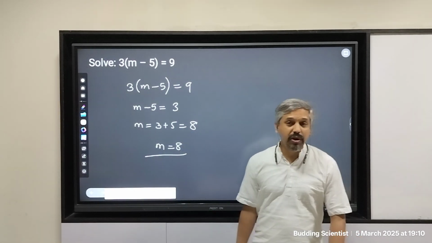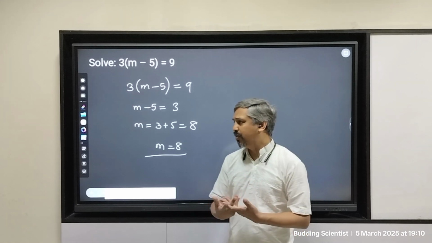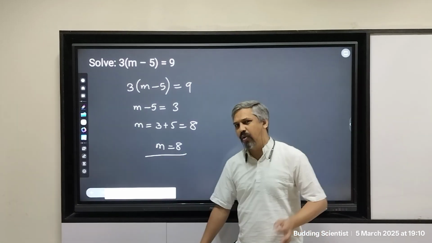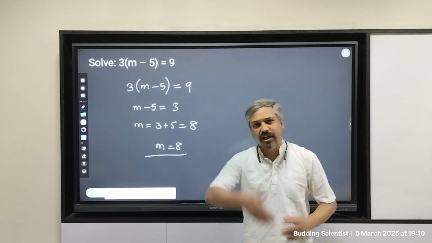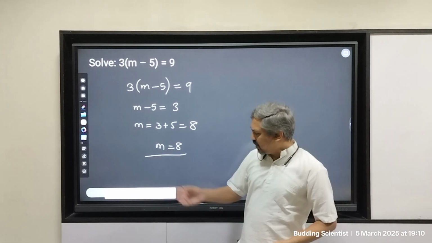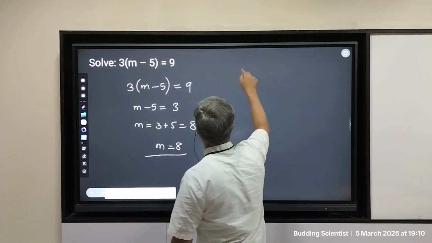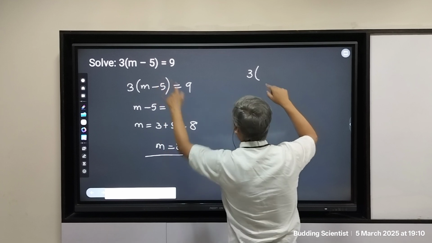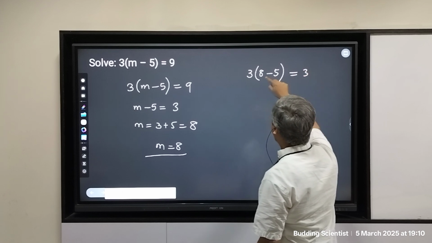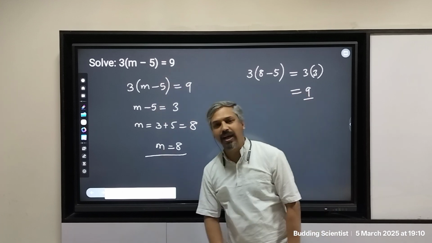Now, my advice to all the students is let's not be one of those who get the answer and only while checking answers with other friends after the examination come to know that we made a mistake. Why? Let us verify if the answer is right or not. How can we verify? Put this value here. Instead of m, I am putting 8. 3 into 8 minus 5 is 3, and 3 into 3 is 9. This is 9. The answer is right.